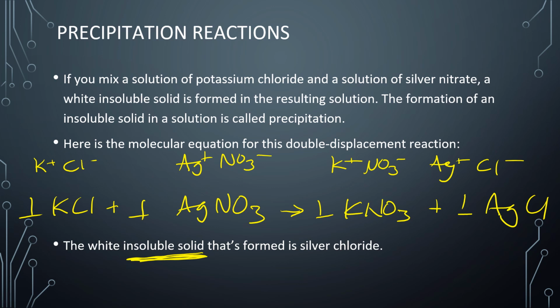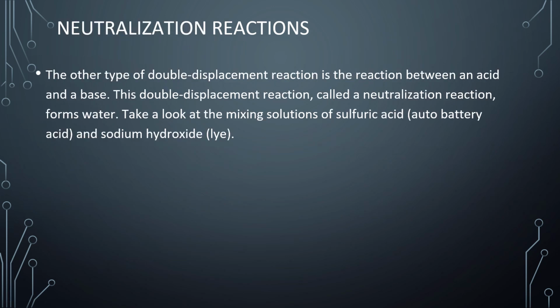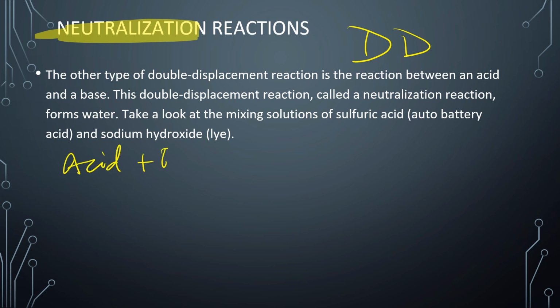So remember, a precipitation reaction is a type of double displacement reaction where you will make an insoluble solid, or that precipitate. The second type of double displacement reaction is a neutralization reaction. So when we hear the word neutralize, that means to kind of make ineffective, or to take care of, or to kind of calm down. So in this type of reaction, it's still double displacement, but we have an acid and a base. They react together to form a salt and water.